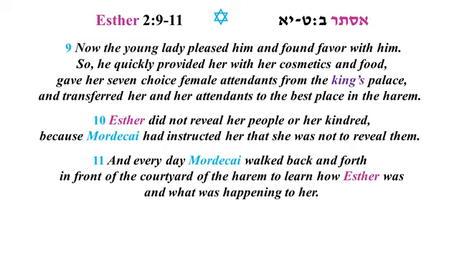Verse 9 of chapter 2, now the young lady pleased him and found favor with him. So he quickly provided her with cosmetics and food, gave her 7 choice maids from the king's palace, and transferred her and her maids to the best place in the harem. Esther did not make known her people or her kindred, for Mordecai had instructed her that she should not make them known. Every day Mordecai walked back and forth in front of the court of the harem to learn how Esther was and how she fared.